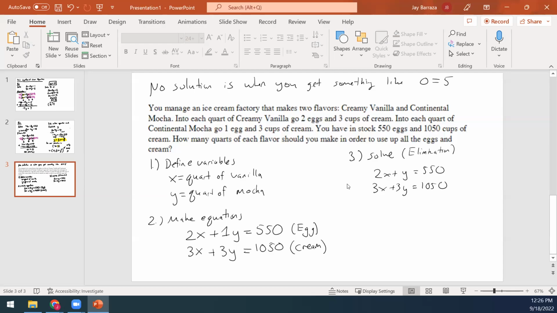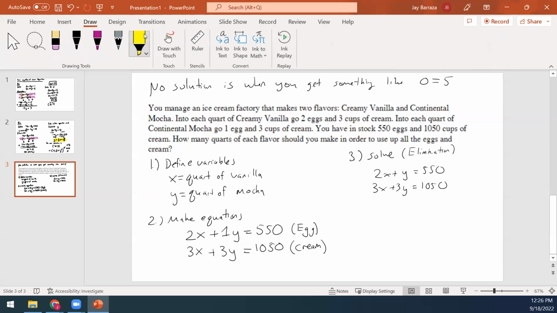Now, notice that the y is by itself. So that's good because now I only have to change one equation, and I'm going to multiply by -3, like that. And so I get -6x minus 3y equals -1650. 3x plus 3y equals 1050.